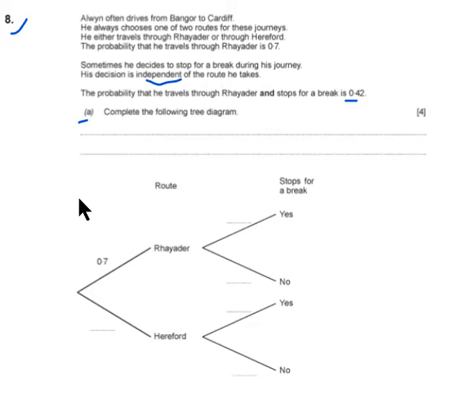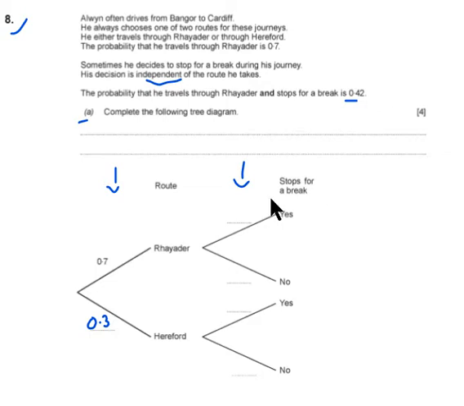Now, as we know, a tree diagram shows all the possible outcomes of an event. This first branch shows us the route he takes, Ryder or Hereford. The outcomes of an exhaustive event add to 1. So in this case, we can quite simply write 0.3, which is 1 minus 0.7, to show the probability of him travelling to Hereford. The second set of branches shows the probabilities that he either stops for a break or doesn't. Now, there are no probabilities listed there, so we can't complete that straight away.